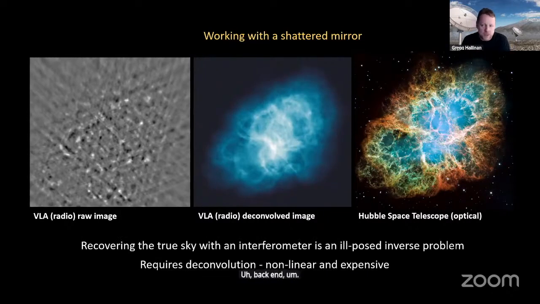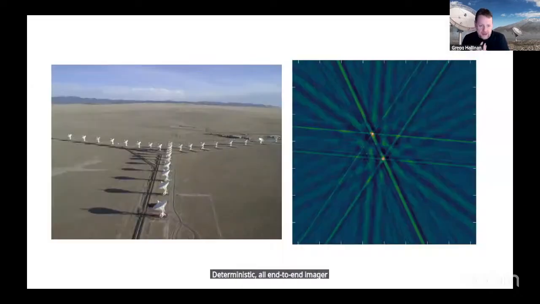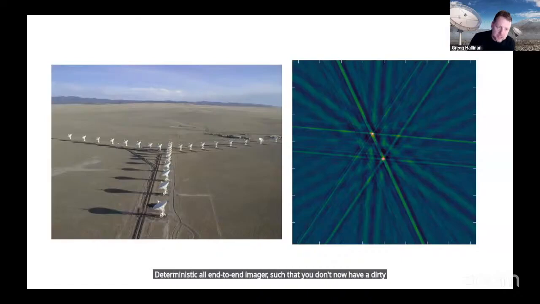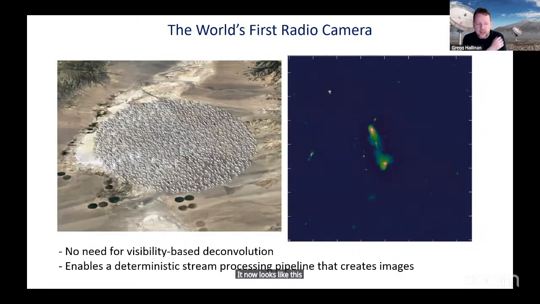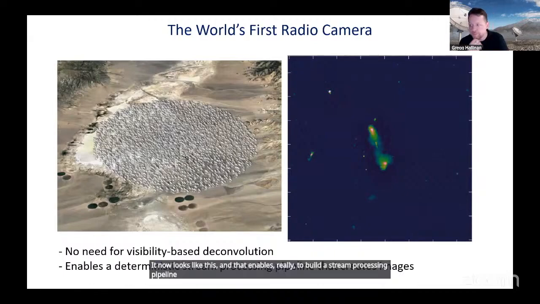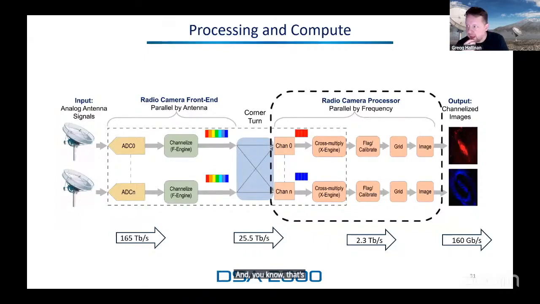And that's what we've been doing with this radio camera concept, is to build the very first deterministic end-to-end imager, such that you don't now have a dirty image that looks like this. It now looks like this. And that enables really to build a stream processing pipeline that creates images. And that's now something that's fairly advanced in the project.